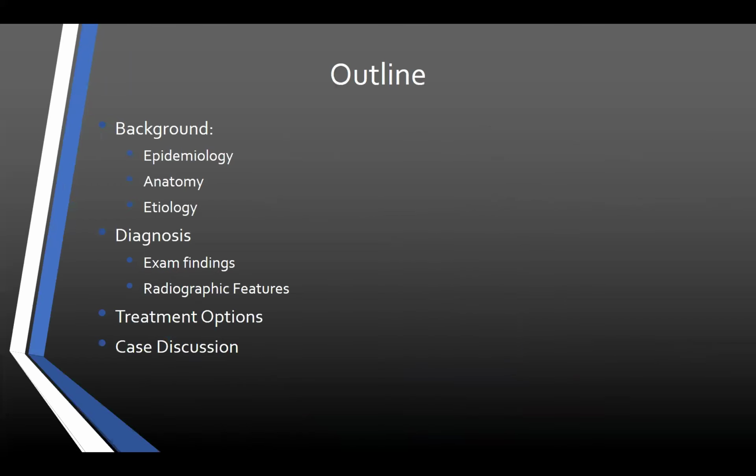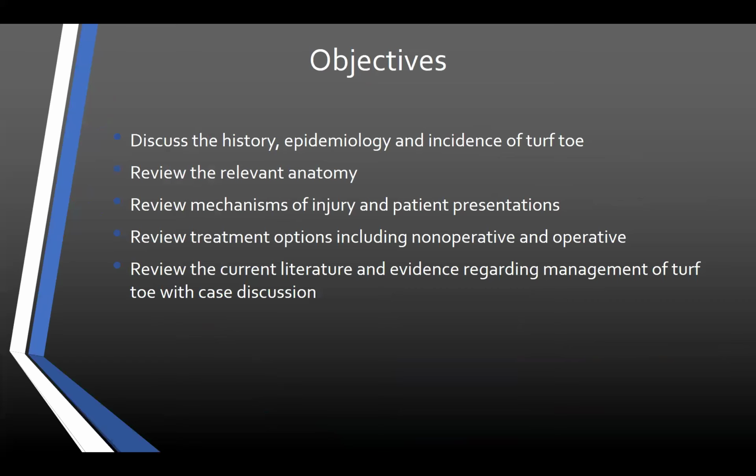So, a brief outline, a framework we're going to go through. We're going to talk about the background, a little bit of epidemiology, a little bit about the history of it, the anatomy, what we're going to look for when we're working this up, how we're going to treat it, and we'll wrap up with looking at a couple of cases. These are the objectives. So we'll get started.